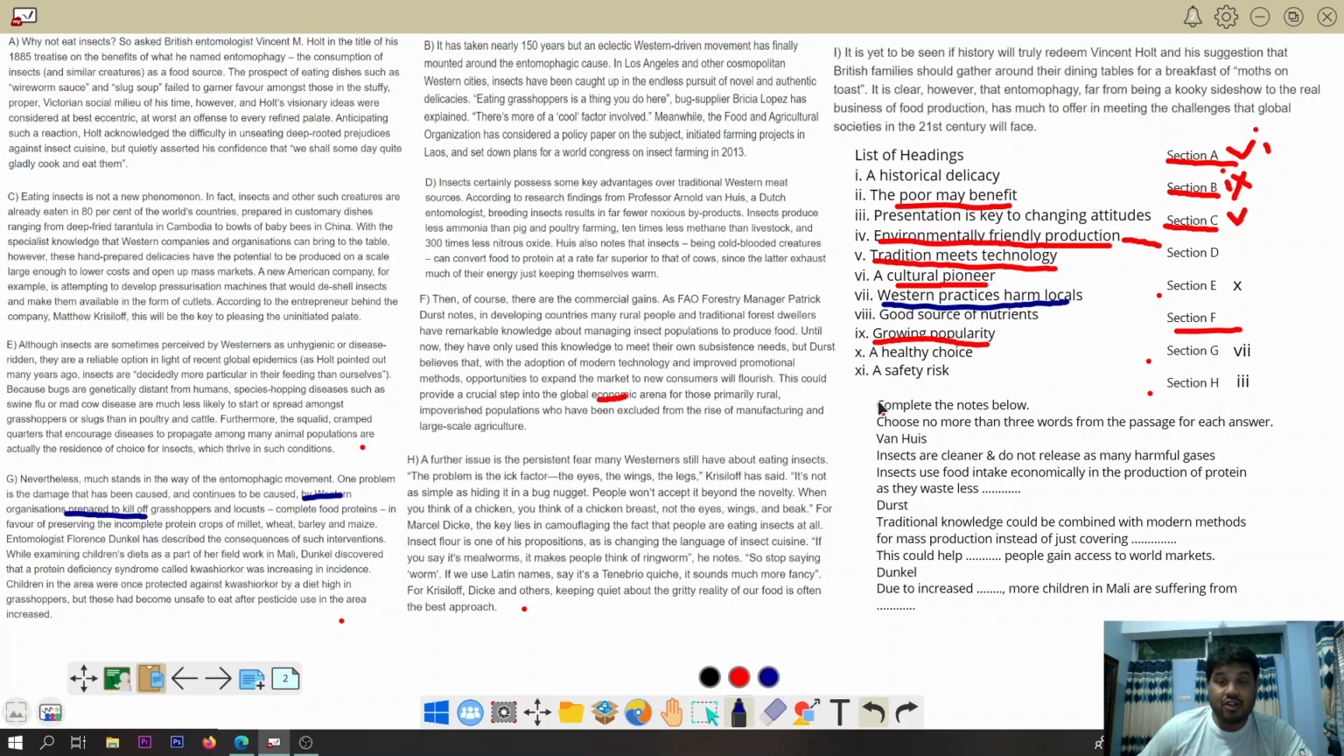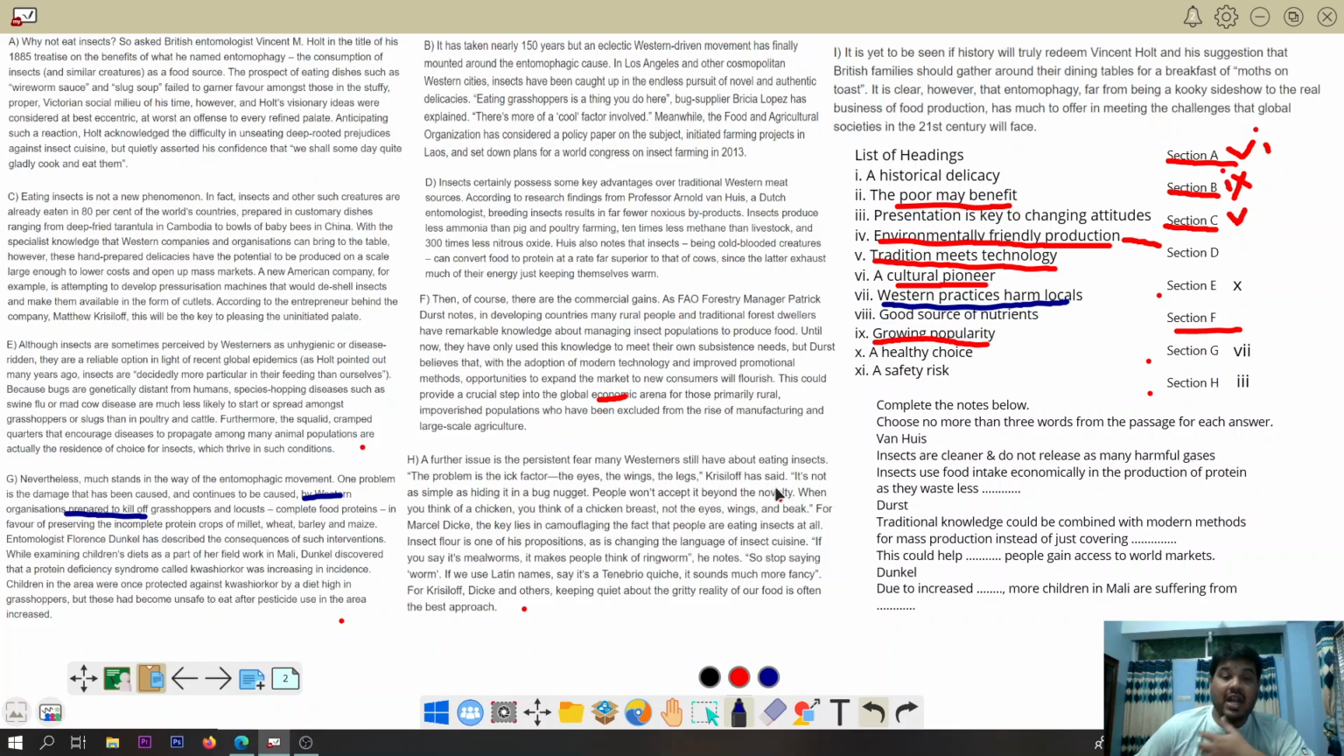Finally, in section H, a safety risk. Section H says presentation is key to changing attitudes. So section H says a further issue is the persistent fear many Westerners still have about eating insects. The problem is the ick factor. The eyes, the wings, the legs. So this person has said that.